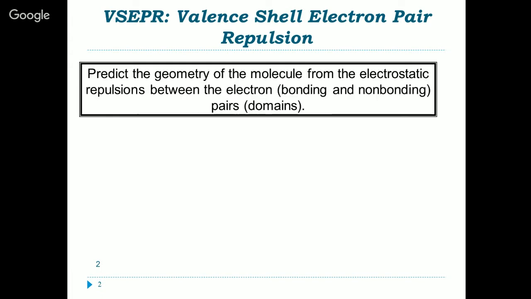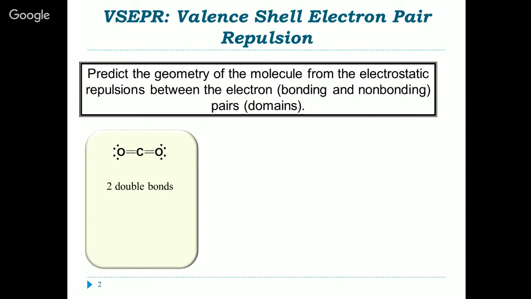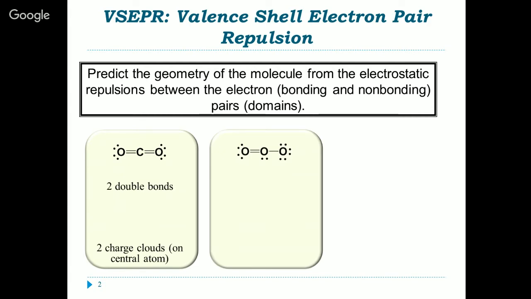So we can predict the geometry, the shape of a molecule by looking at bonding pairs of electrons and lone pairs of electrons. And we call these domains. So for example, we have two double bonds here. We have two charge clouds, or two domains, on the central atom, right? So we have this oxygen atom, this oxygen atom. Here we have a double bond and a single bond, and one lone pair.